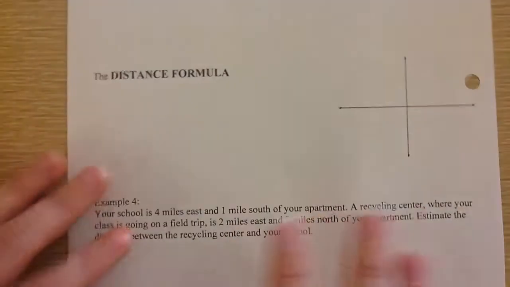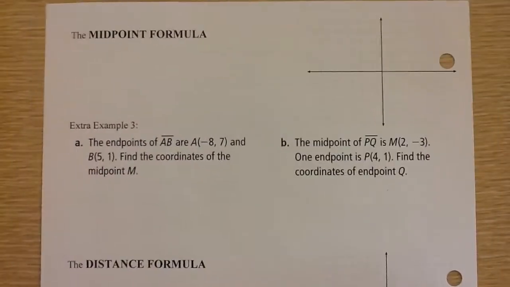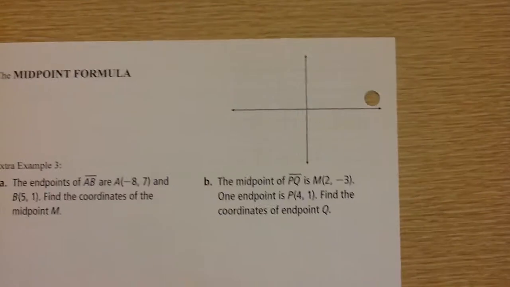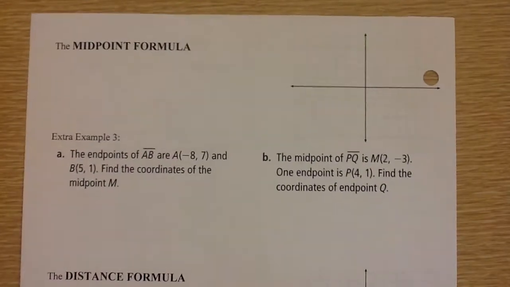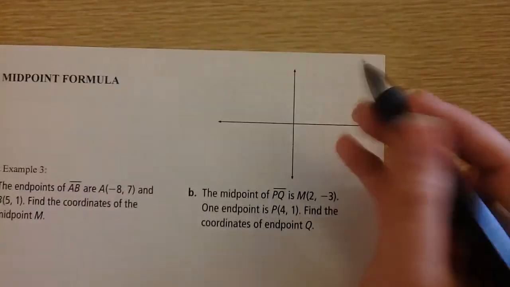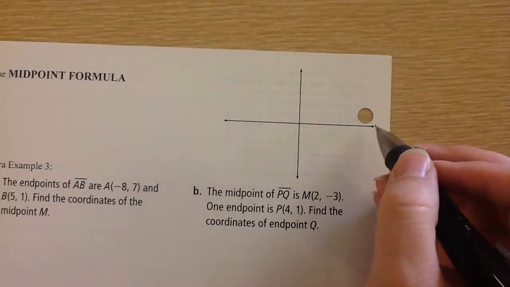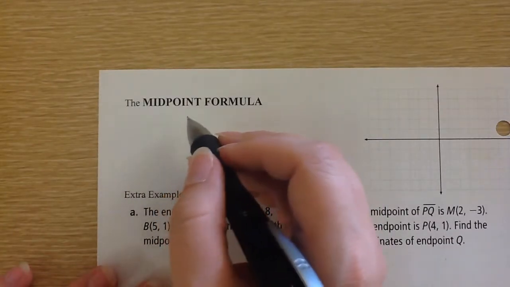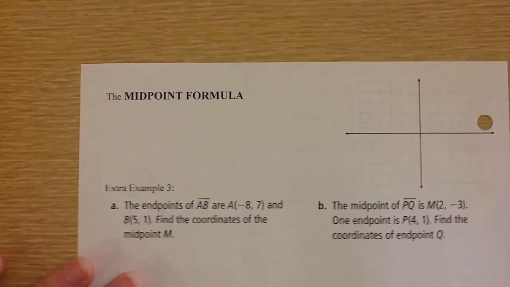Okay, all right. The midpoint formula. If I'm given points as ordered pairs, so if I'm given the points on a coordinate plane, on my xy coordinate plane here, I can actually find the midpoint by averaging the x's and averaging the y's.